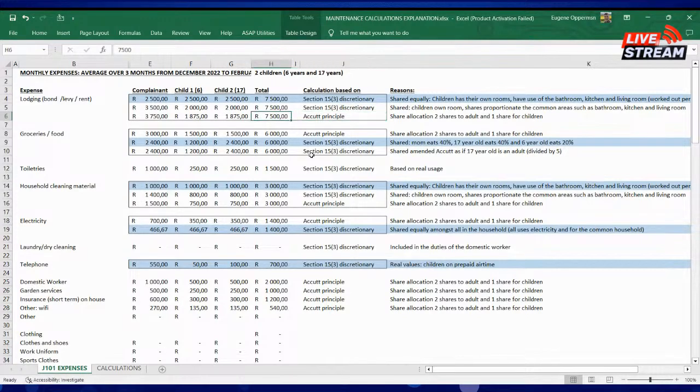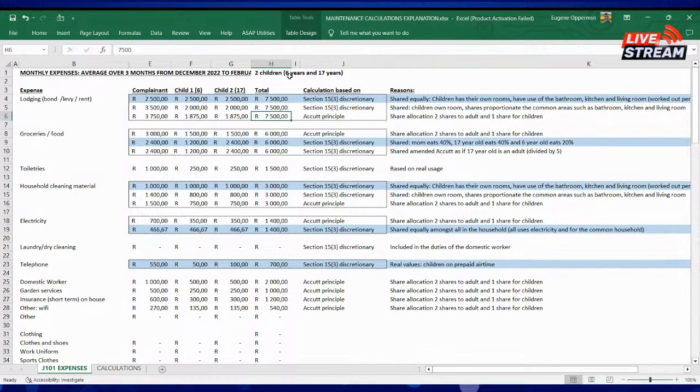So we've got 7,500 Rand as an expense, as a lodge expense or lodging expense. That could be rent or it could be a bond payment. So how the Akut principle allocates that is we count the amount of people in the house. There's 3 people in the house. It's mom and the 2 children. And then we allocate the shares. 2 shares for the mom, and then 1 share per minor child.